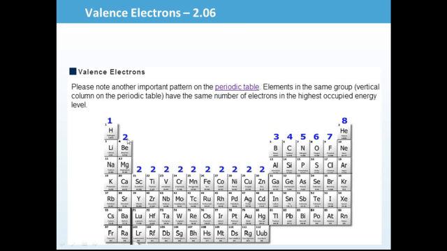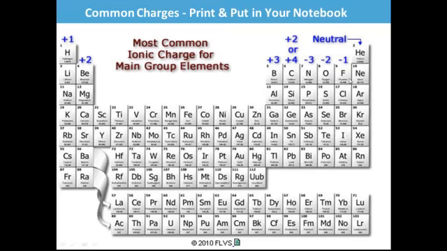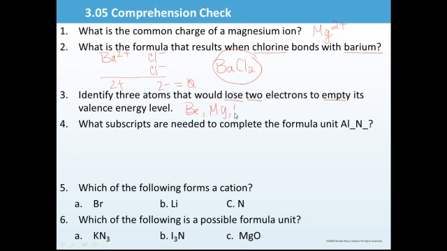On the left side of the periodic table, you will see group 2 has 2 valence electrons. All of these elements will lose 2 electrons to empty its shell. So you could pick any 3 of these elements as your answer. I'm just going to put these 3.